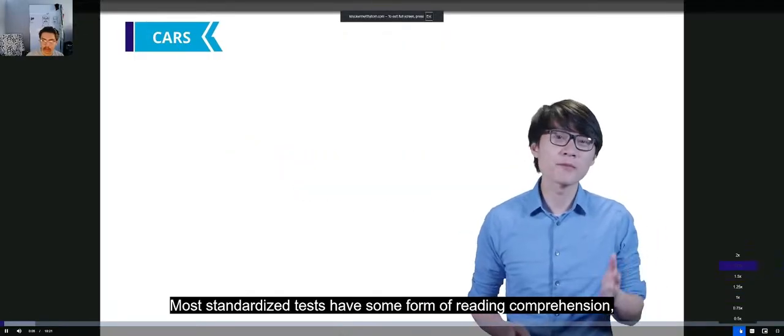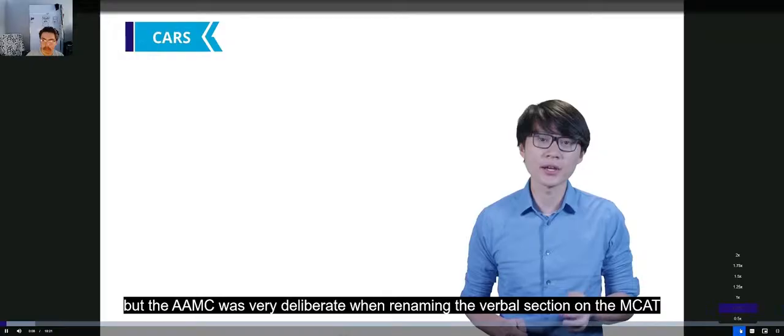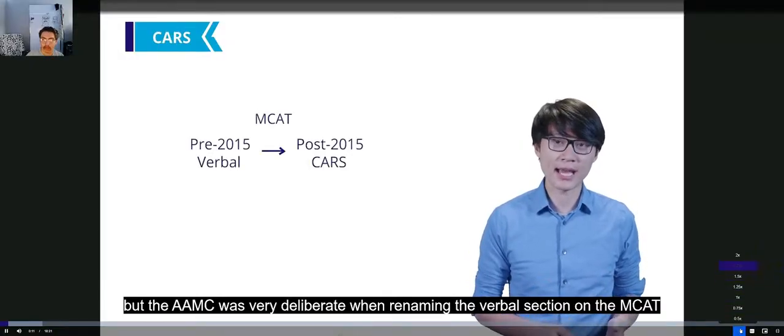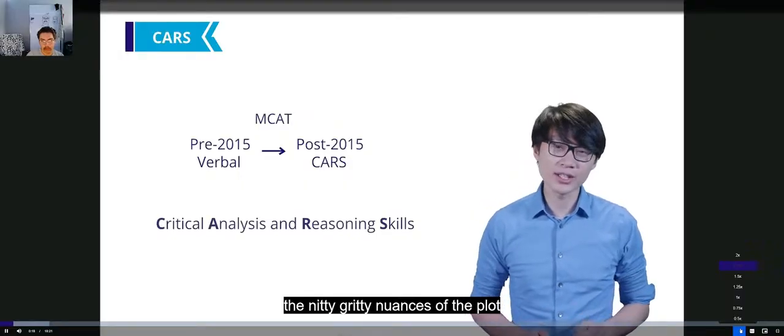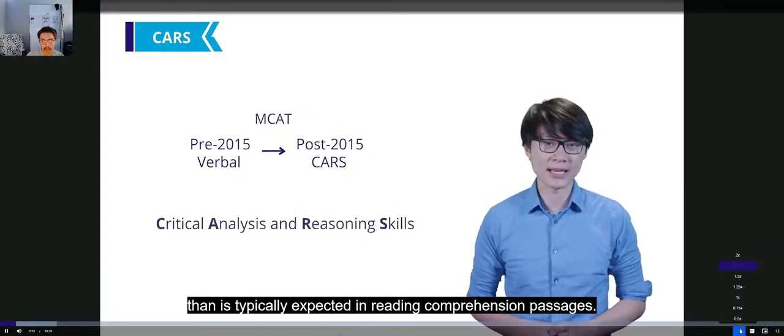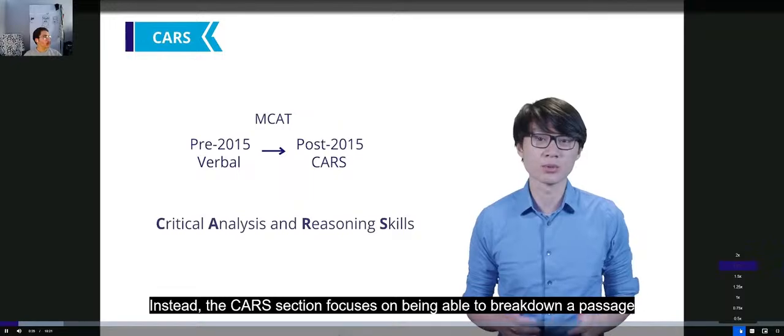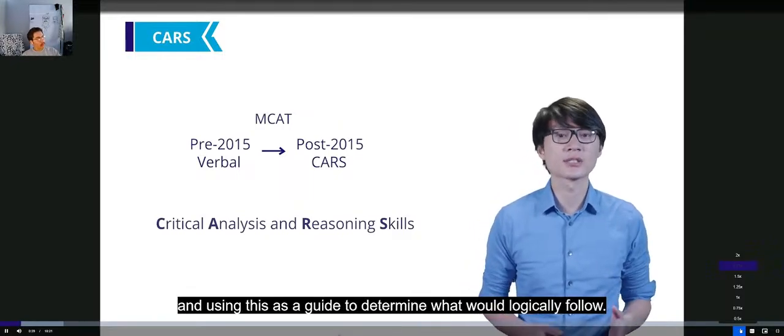Most standardized tests have some form of reading comprehension, but the AAMC was very deliberate when renaming the verbal section on the MCAT as CARS, or Critical Analysis and Reasoning Skills. This section focuses less on understanding the nitty-gritty nuances of the plot than is typically expected in reading comprehension passages. Instead, the CARS section focuses on being able to break down a passage based on its structure and using this as a guide to determine what would logically follow.